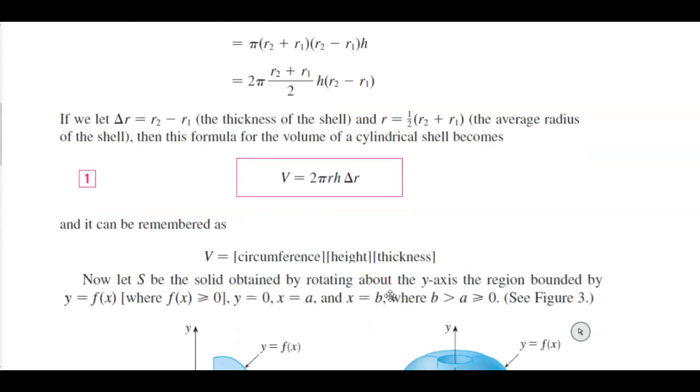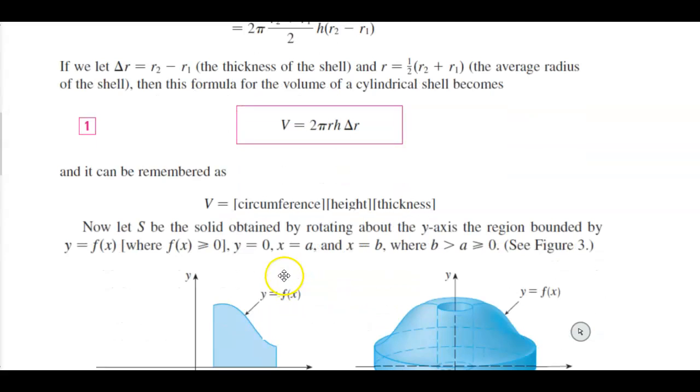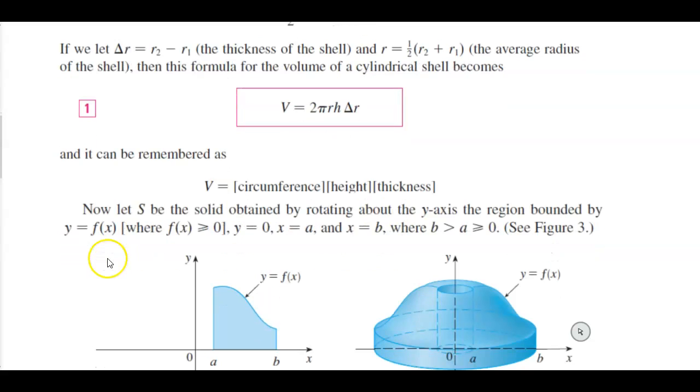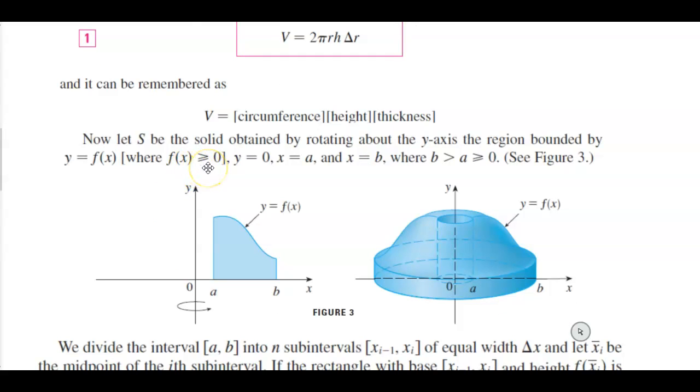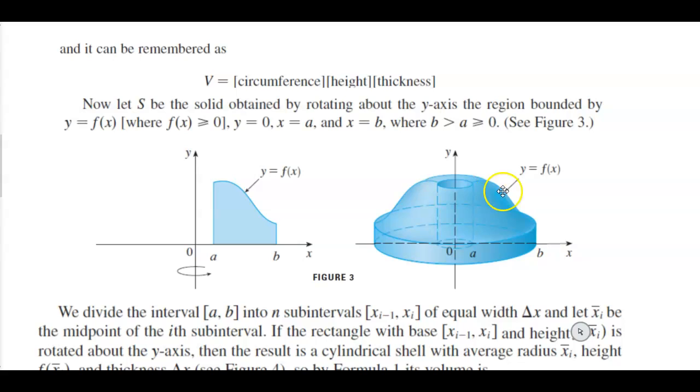Now, if we want to explore this a little further, we let S be the solid obtained by rotating about the y-axis the region bounded by y equals f of x, where f of x is greater than or equal to 0, the horizontal line y equals 0, and x equals a and x equals b as our limits, where b is greater than a and a is greater than or equal to 0. Then we can see what this three-dimensional figure looks like.